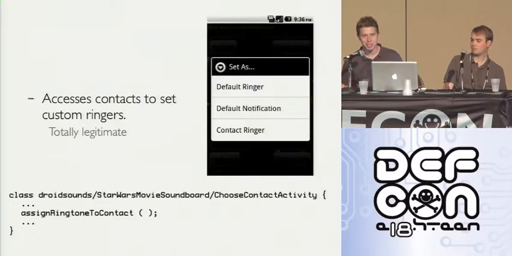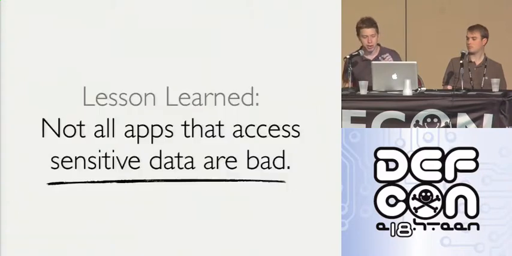And the key message here is if you look at an application and it seems weird that it's accessing something and you dig in, a lot of times it's totally legitimate. And if we look at the actual disassembly output, the access to contacts is in a method called assign ringtone to contact. Totally makes sense, right? If I want to add a ringtone to a contact, you should be able to access my contacts.